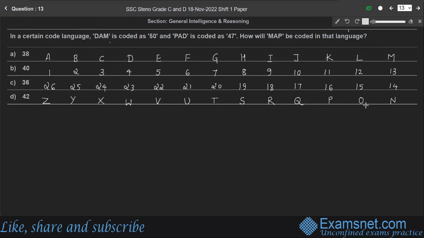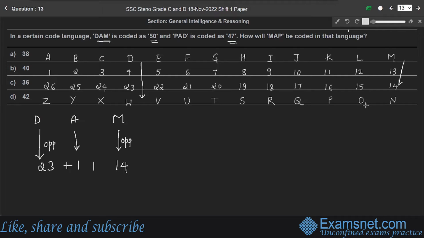Question number 13. In a certain code language, DAM is coded as 50, PAD is coded as 47. How will MAP be coded in that language? Considering the positional value of each letter, we'll consider DAM. Positional value of D is 4. We'll consider the opposite positional value of D. Here W is opposite to D, which is 23. We'll consider the positional value of A, which is 1, and the opposite positional value of M is 14, as N is opposite to M.